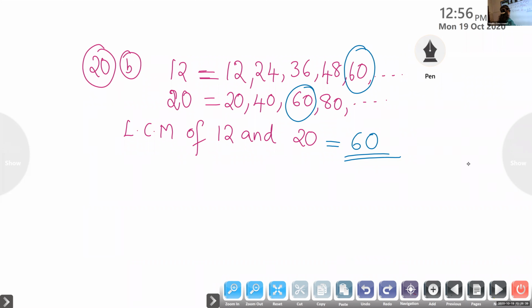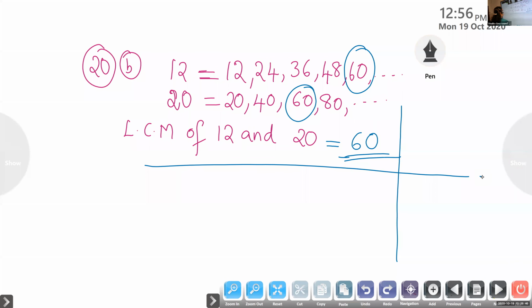Okay, so children, we will do this. We can check whether we are getting this using the prime factorization method. So 12. Fia, please unmute and tell me how we can write this 12. Prime factorization method we are going to do now. Check.